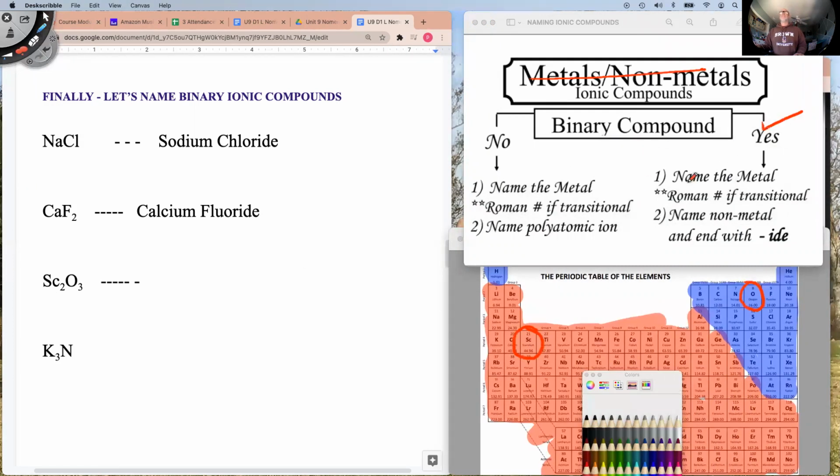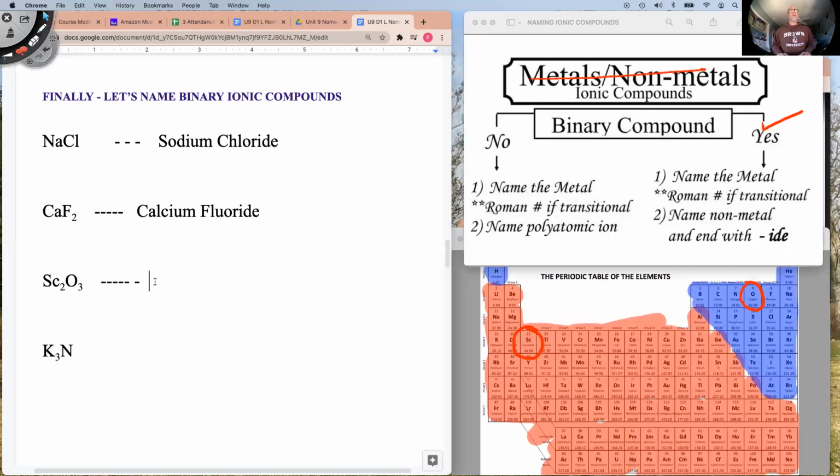Check. Name the metal. Okay, let's name the metal. Let's come on over. The metal's called scandium, scandium. And then we name the nonmetal, end it with ide. Oxygen is not oxygenide, it's called oxide. So this one's called scandium oxide. Let's do the last one.